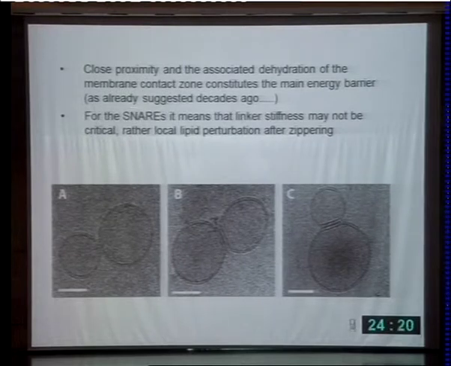So we think that close proximity and the associated dehydration of the membrane contact zone constitutes the main energy barrier, as already suggested, by the way, many, many years ago. And for the snares, it means that the linker stiffness may not be that critical, but rather local lipid perturbation after zippering. So what the snares need to do is bring the membranes close, and that also explains why the linker and transmembrane domains in snares tolerate quite a bit of modification. So you can mutate them. They will eventually affect the functionality, but they're not nearly as sensitive as the zippering part to mutations, which might even disrupt helical structure and so on.